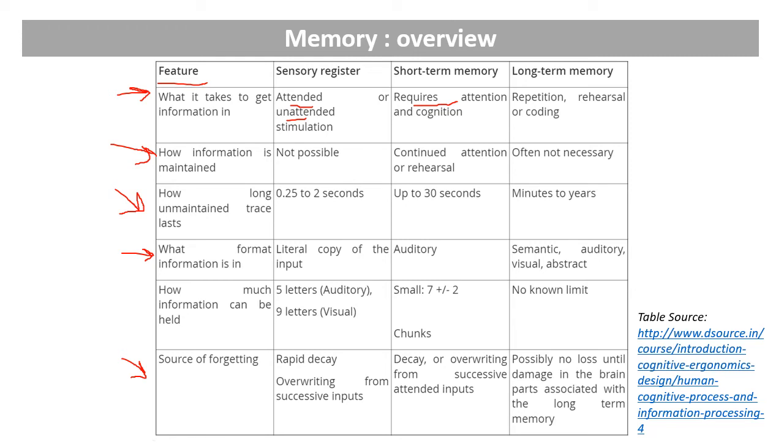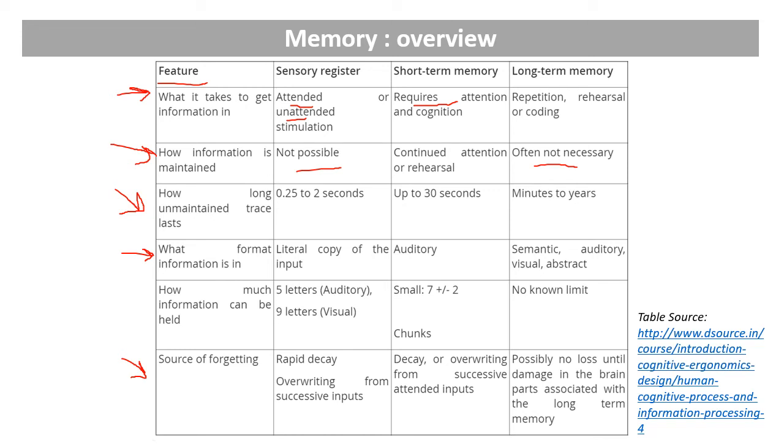Information maintenance is not possible in a sensory register. For short-term memory, information can be maintained through continued attention or rehearsal. So you have to continually attend to a specific information, and in long-term memory it is not necessary to maintain an information, because once it goes into long term, it is usually maintained, right?